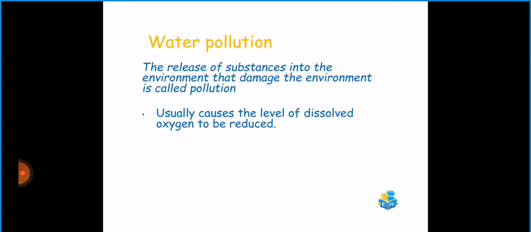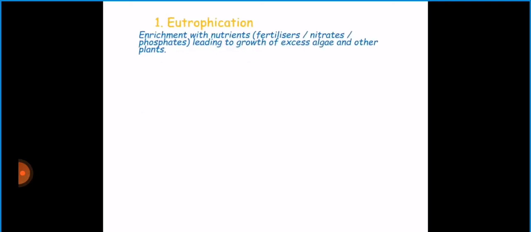So the more pollution there is, the less oxygen that will be present in the water, because pollution produces bacteria, and the bacteria use this oxygen during respiration. So there's three main ways that water pollution can occur, and these are eutrophication, organic waste, and heavy metals. So let's start with eutrophication.